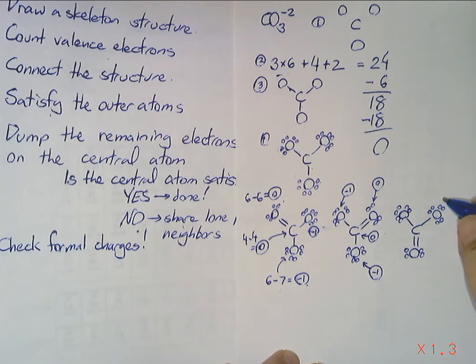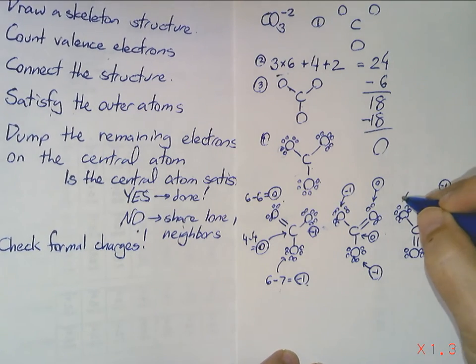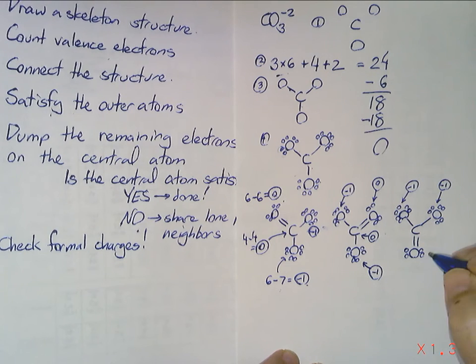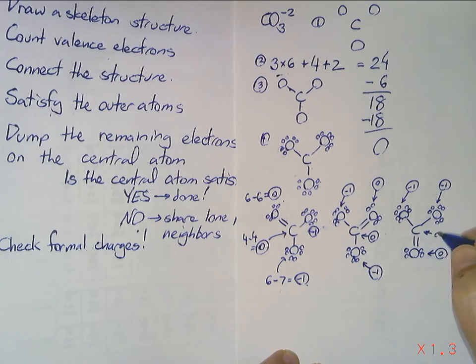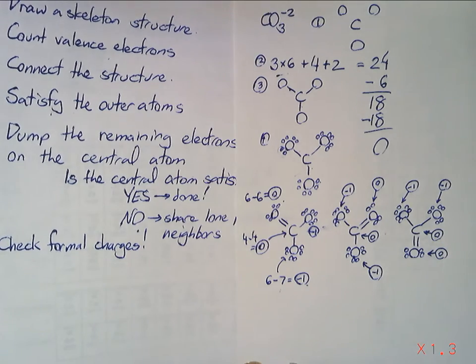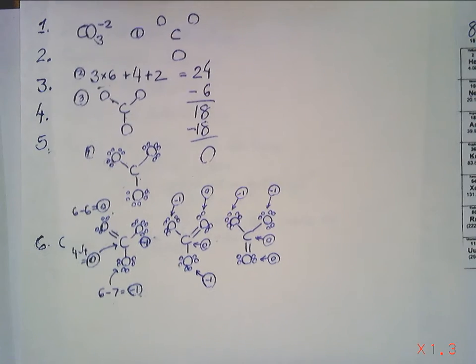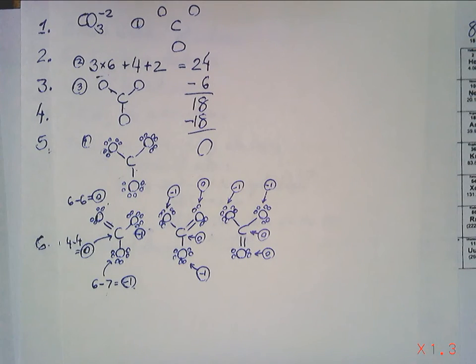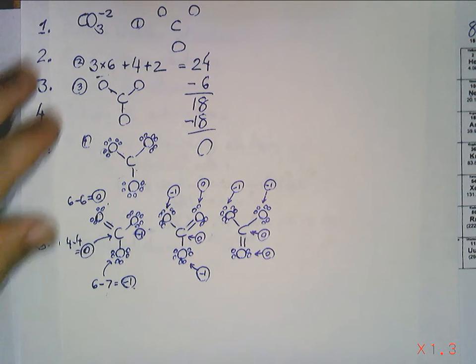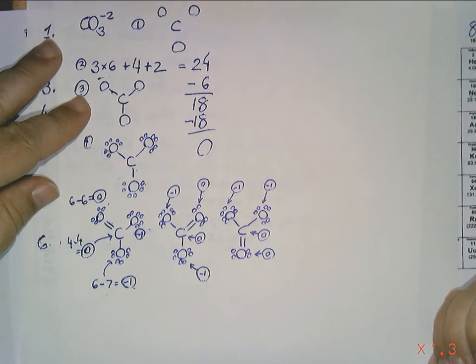And the same thing with this one. There's a -1 formal charge there and there. There's a 0 formal charge there, and there's a 0 formal charge there. So now I have 3 structures, and none of them are any better than the other ones according to formal charges. So what do I do? What I have to do is keep all 3 structures.